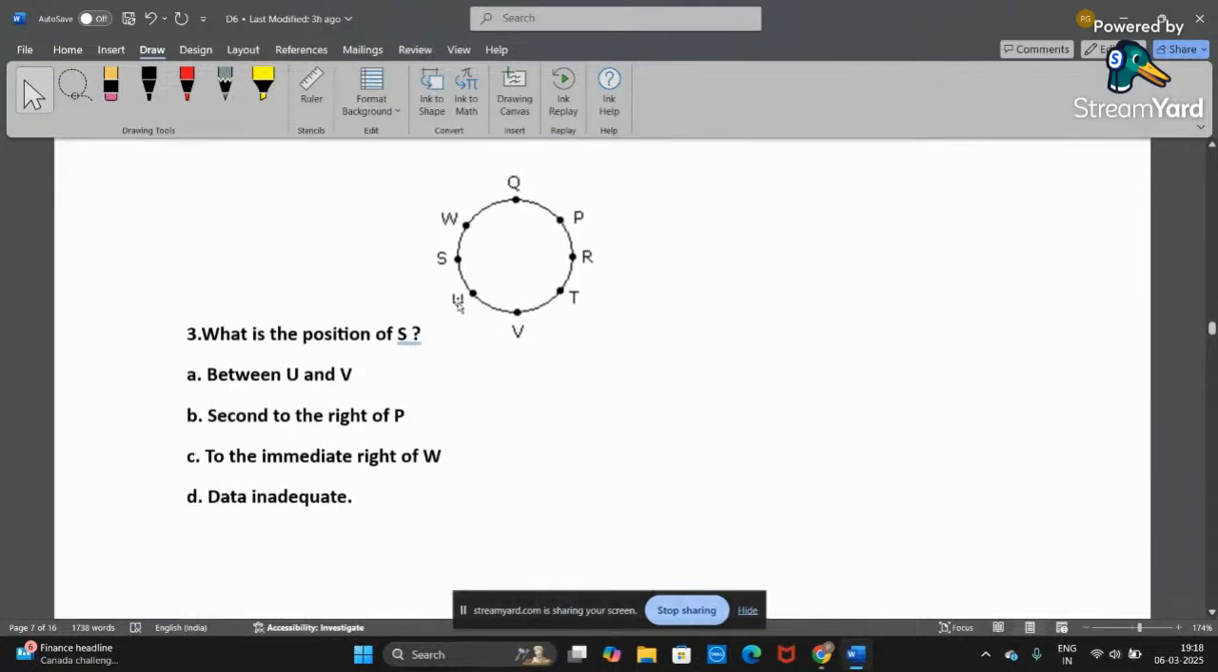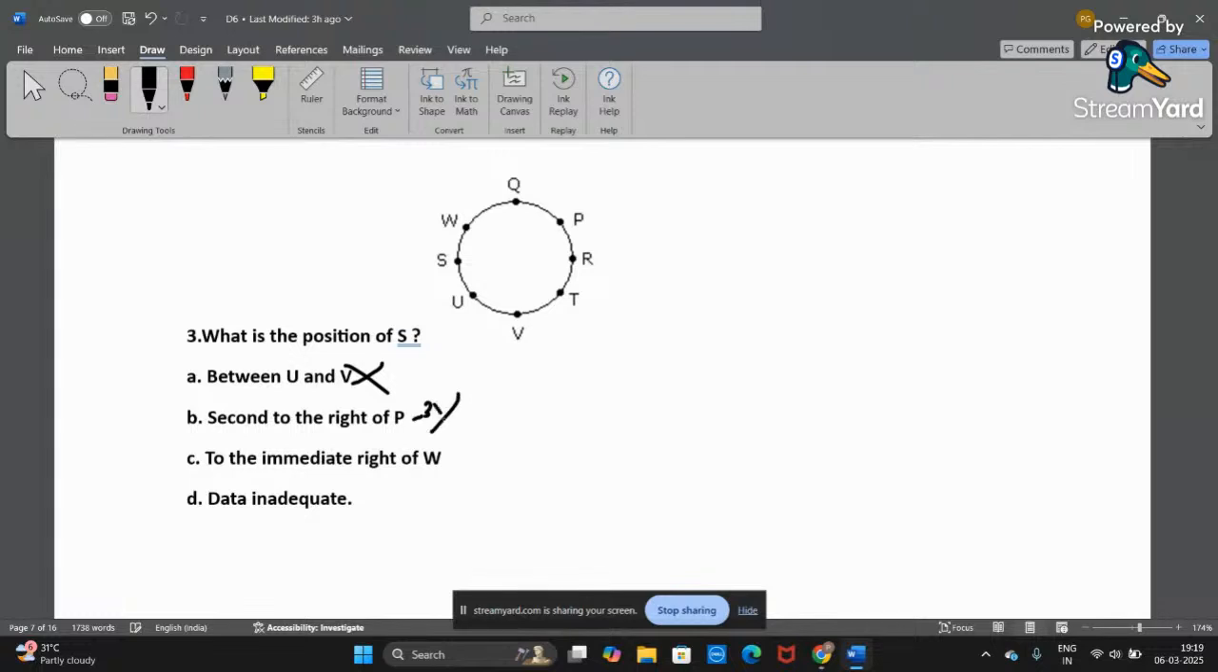Now find the answer for this. What is the position of S? Between U and V? No, right? It is between W and U. So this is wrong. Second to the right of P. Yes. P 1, 2. But this is not second. This is third right of P. Right. So this is wrong.